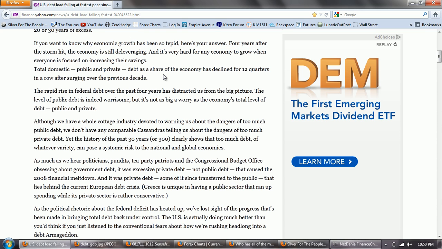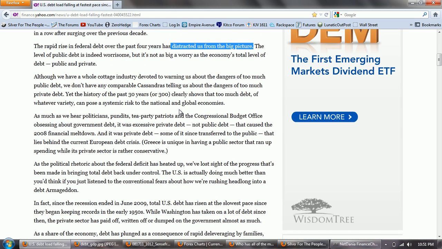Continuing, total domestic public and private debt as a share of the economy has declined for 12 quarters in a row after surging over the previous decade. The rapid rise in federal debt over the past 4 years has distracted us from the big picture. The level of public debt is indeed worrisome, but it's not as big a worry as the economy's total level of debt, public and private. Although we have a whole cottage industry devoted to warning us about the dangers of too much public debt, we don't have any comparable Cassandras telling us about the dangers of too much private debt.